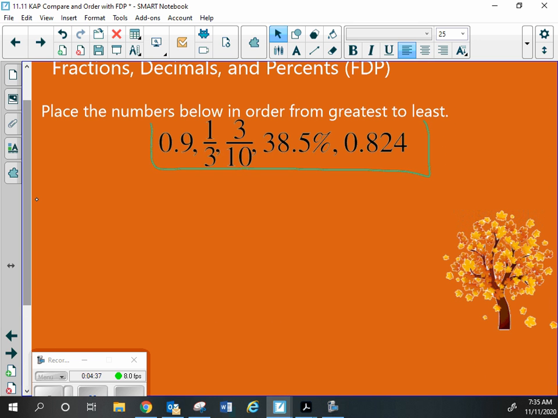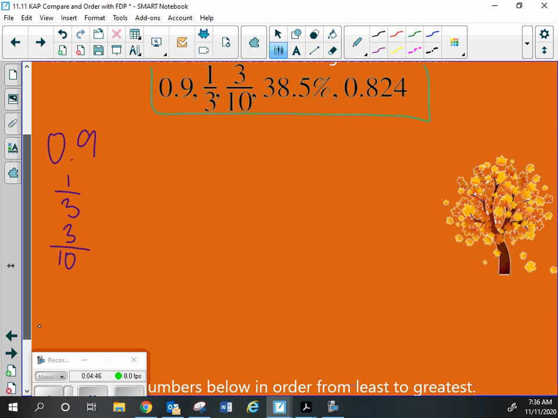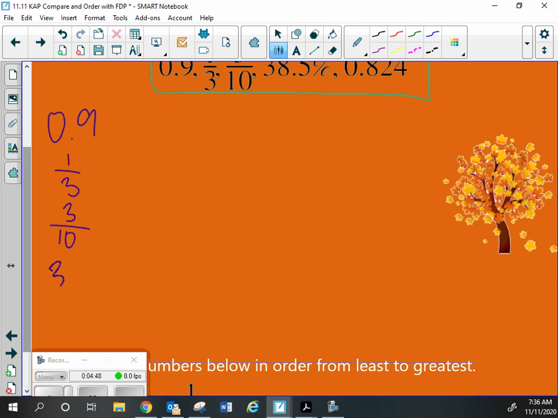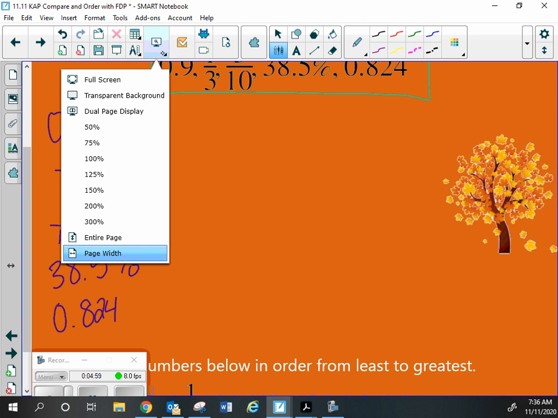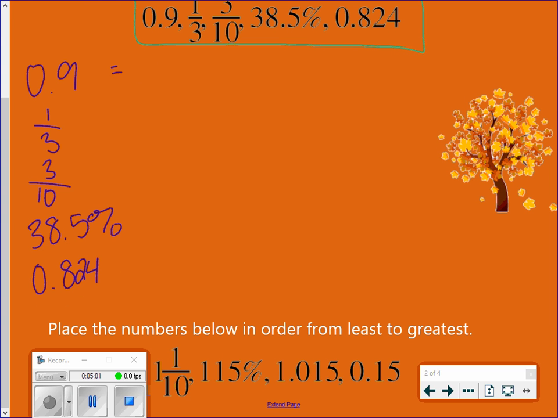Okay, remember the strategy for ordering. I always like to line them up and down. So 0.9, 1/3, 3/10, 38.5%, and 0.824. Okay, I always think it's easiest to convert them, obviously, to the same form.